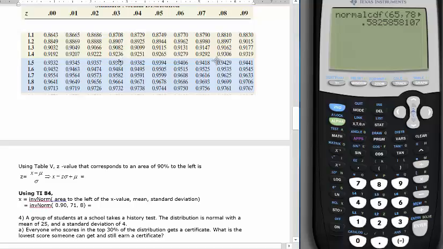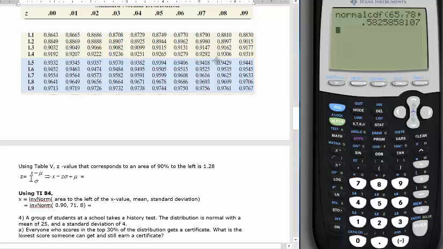Okay, let's see. 0.90, I would say this is the closest right here. Can you see it? Let me just show you here. 0.8997. See, the mouse is pointing to this one. That's the closest to 90%. So what would be the z-score here? It's 1.28. So the z-score is 1.28. I'm going to type this value.